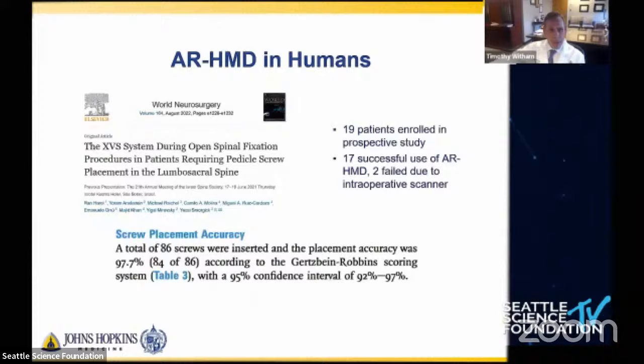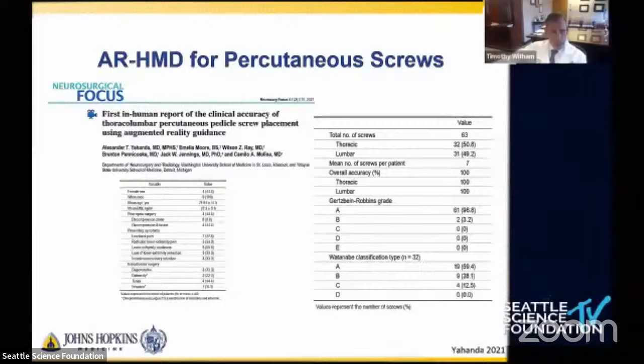We've also looked at a study by one of our former residents, Dr. Molina, looking at his data at WashU, and then also a group out in Israel that have used the system, and they come in at an accuracy rate of about 97%. So the system is reproducible, it seems, so far. Dr. Molina and his group at WashU also looked at the percutaneous utilization of this device. They were actually able to place a small number of screws, 63, with 100% accuracy in a percutaneous cohort. So the percutaneous application also appears to be very accurate.